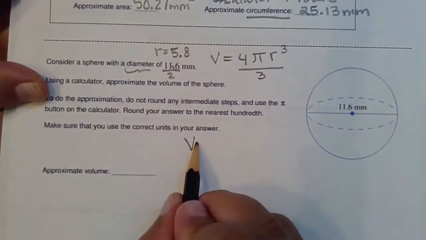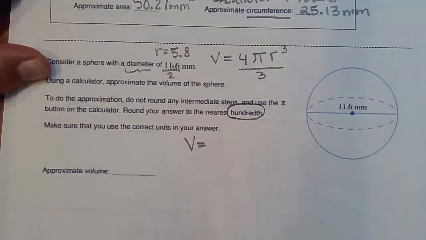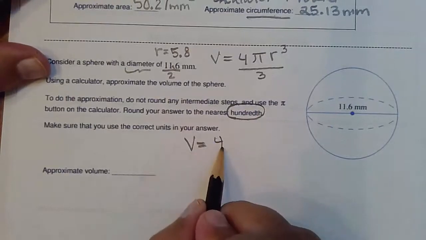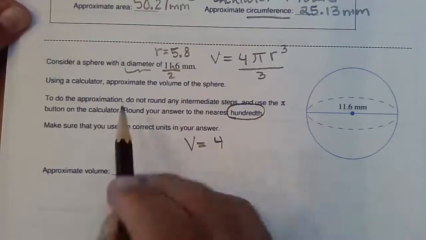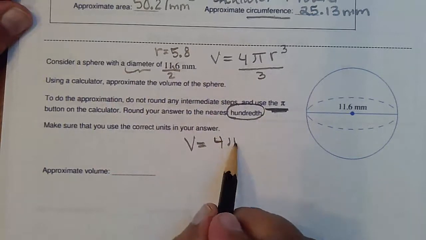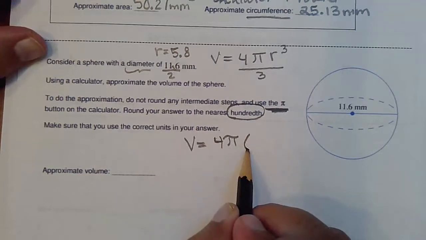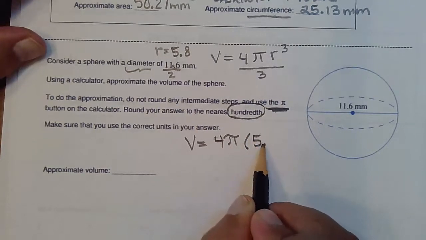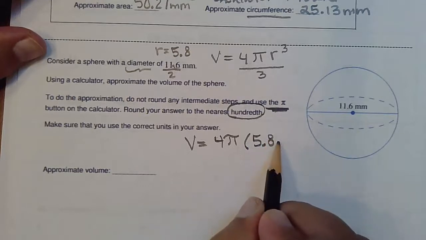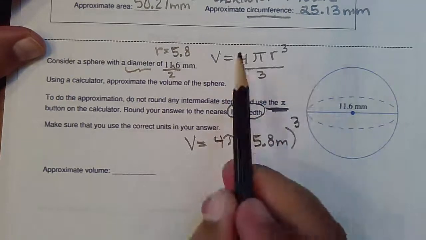Okay, now I'll do this problem. I'm going to do it down here. So it says give an approximate volume. And let's see if they say where to round it to. Round to the nearest hundredths place. Okay, so I'm going to go 4. It does not say to use 3.14. It says use pi, the actual pi symbol. So I'm going to put pi there and actually hit it on the calculator, times r. My r was 5.8 units or millimeters.